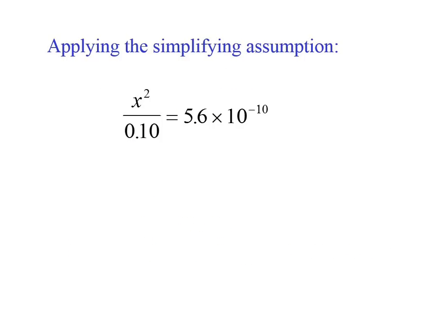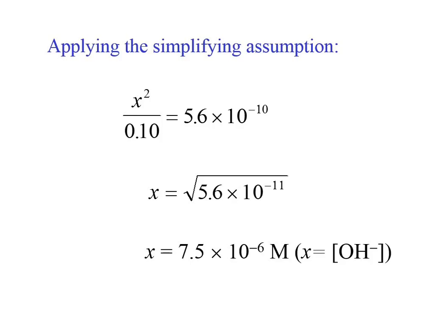So applying our simplifying assumption, in the denominator, it goes from 0.10 minus X to 0.10. And this is definitely solvable. I usually think of crisscrossing and then taking the square root of both sides. So if we take the square root of 5.6 times 10 to the negative 11th, that will be our value for X. And the reason I like using the ICE table is if you're wondering, what's X? Well, X is the hydroxide ion concentration, right? If you look back at your table. So the square root of that number, you get 7.5 times 10 to the minus 6th.